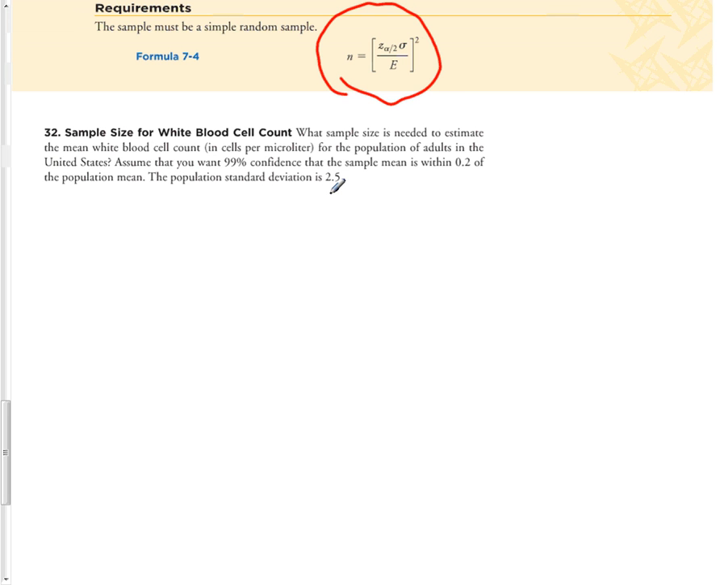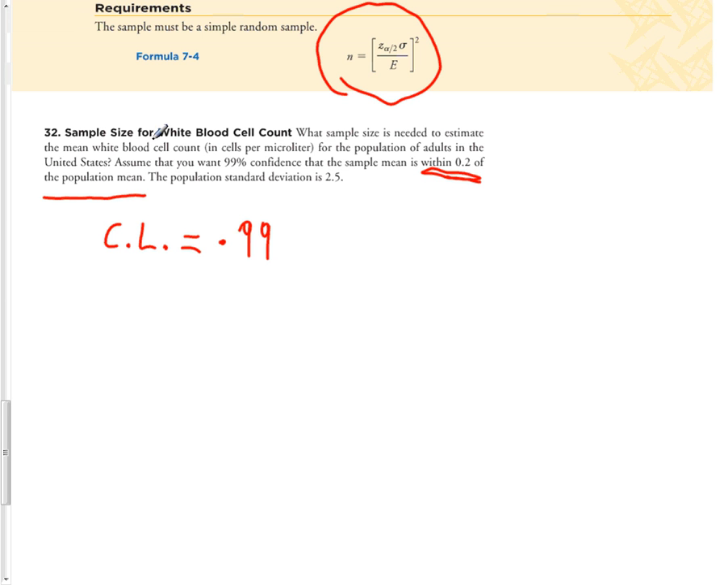Number 32 says, sample size for white blood cell count. What sample size is needed to estimate the mean white blood cell count for the population of adults in the United States? Assume that you want a 99% confidence. So my confidence level is equal to 0.99, 99%. You want 99% confidence that the sample mean is within 0.2 of the population mean.